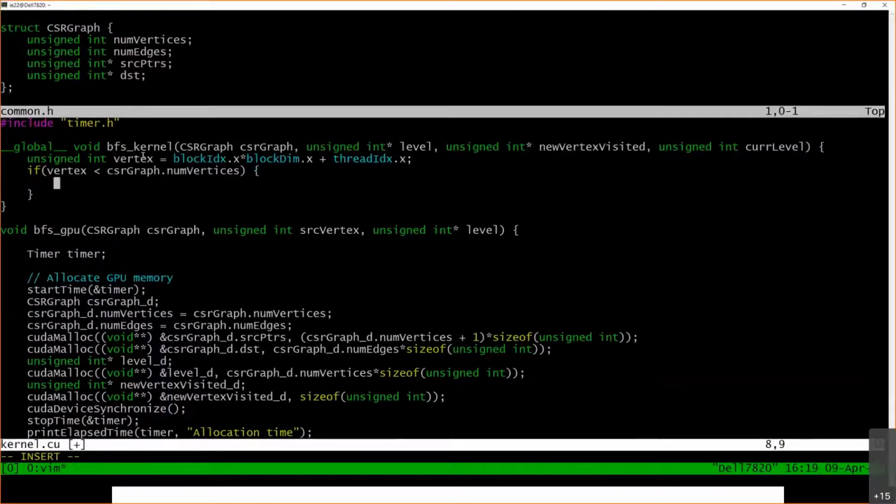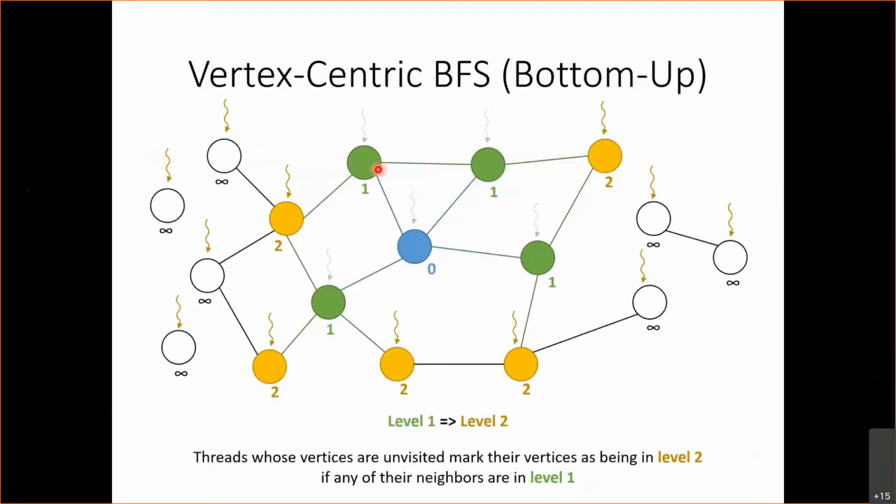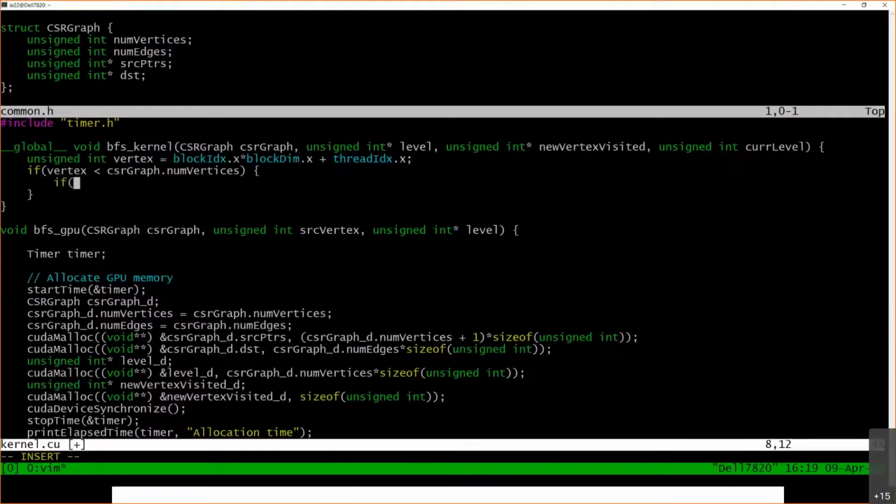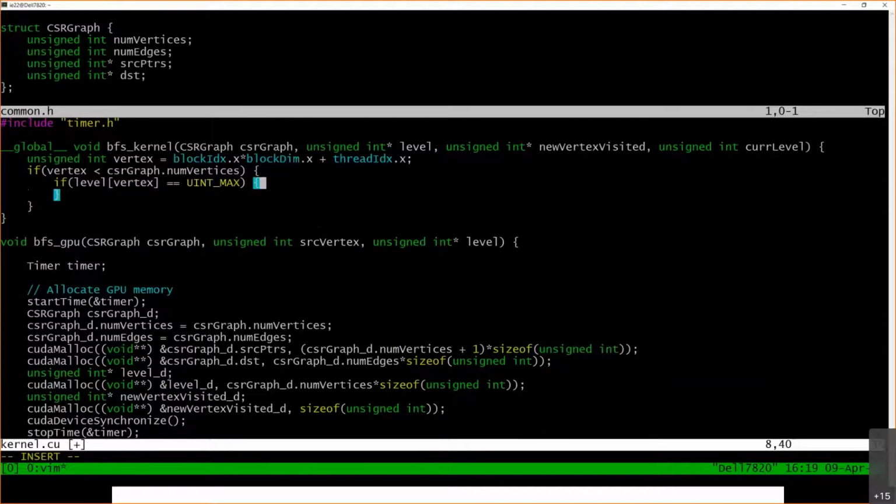need to do is check if my vertex has been visited or not. If my vertex has been visited, I don't need to do anything. If my vertex has not been visited, that's where I'm going to loop over my neighbors to check if any of them are in the previous level. So here I'm going to check if my vertex has not been visited. In other words, the level of my vertex is equal to UINT_MAX. Okay, so if my level is still UINT_MAX, that means the vertex has not been visited.